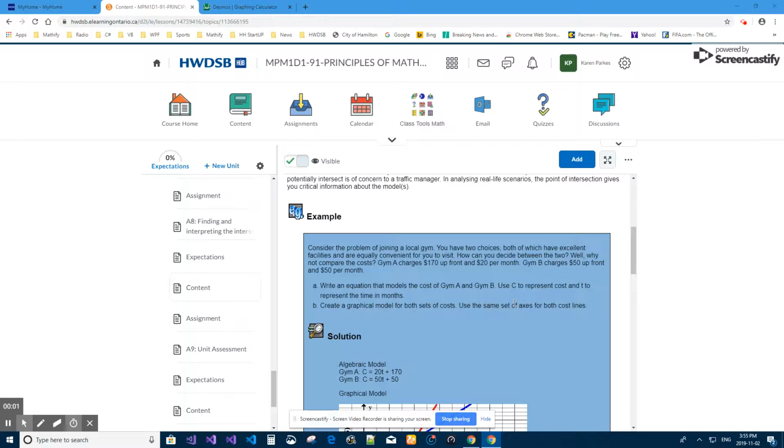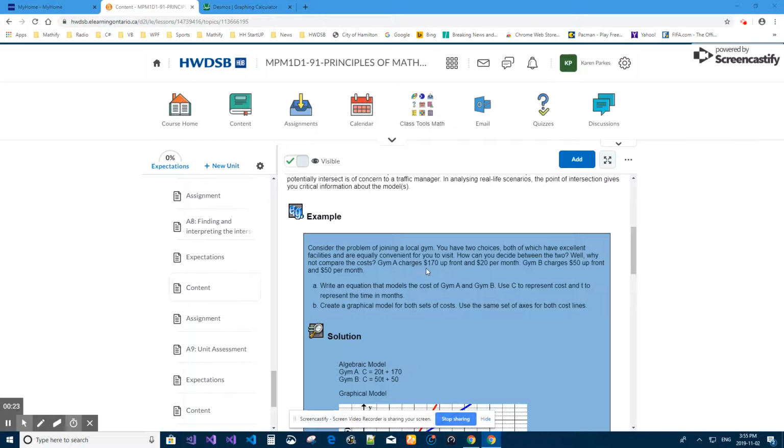Now let's revisit this question, and I'm just going to explore using Desmos to draw the graph. Consider the problem of joining a local gym. You have two choices, both of which have excellent facilities and are equally convenient for you to visit. How can you decide between the two? Well, why not compare the costs?